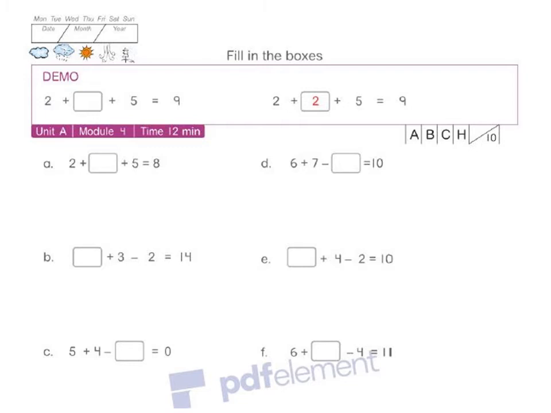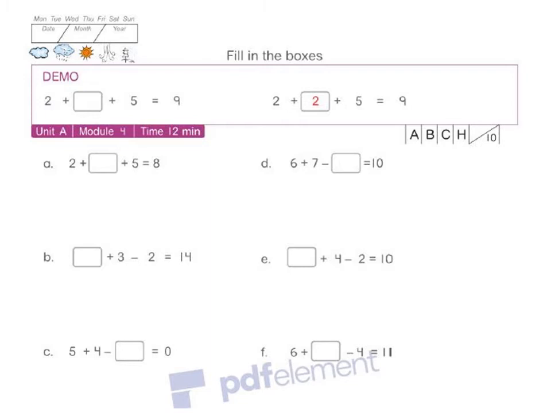The demo is given: 2 plus blank plus 5 equal to 9. So first of all, what we will do, we will add 5 and 2, that will give us 7, and we will subtract that from 9, that will give us 2. So the blank space will be filled up by 2, that will be 2 plus 2 plus 5 equal to 9.